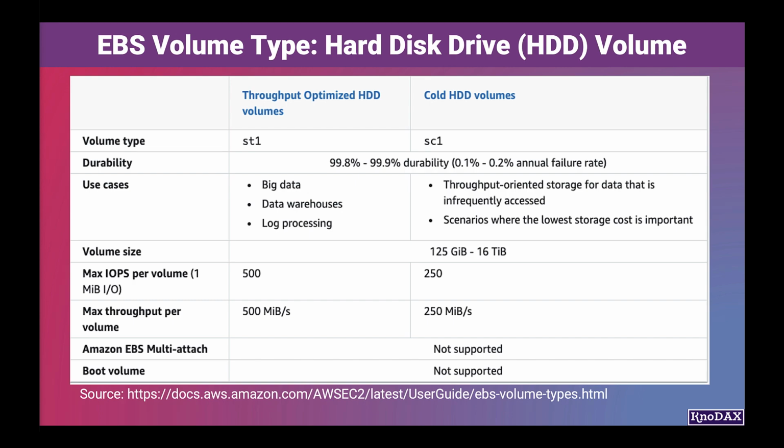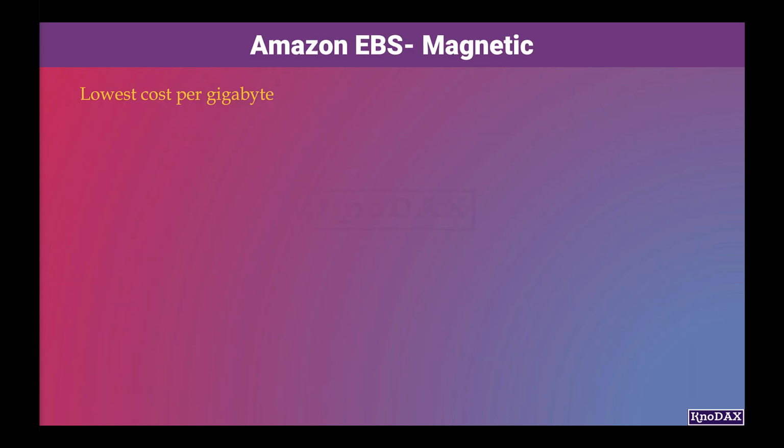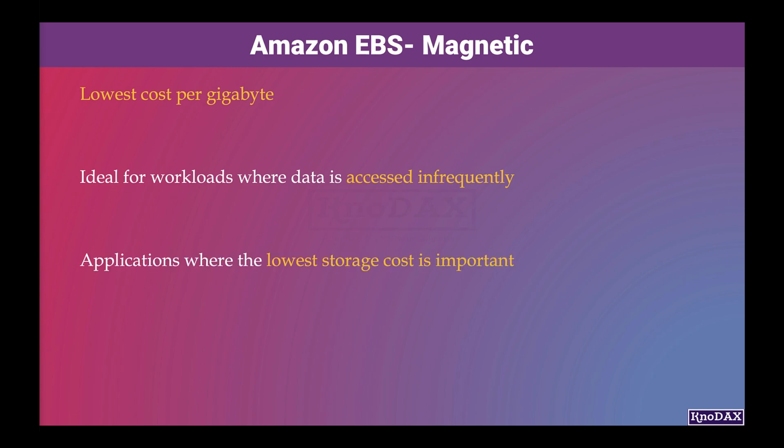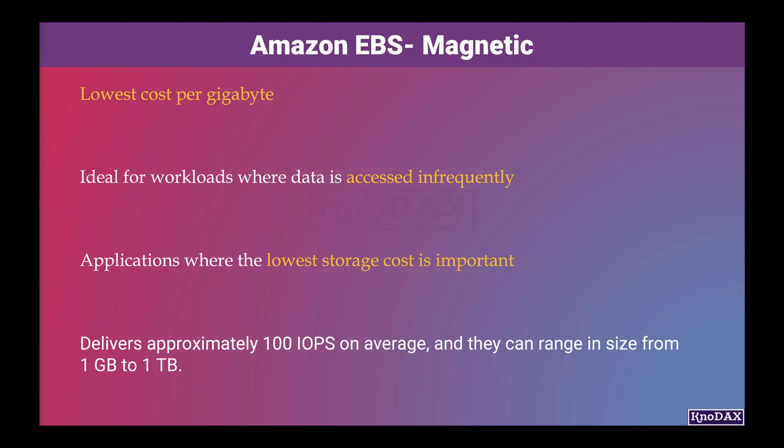Let's quickly understand magnetic volumes in brief. Magnetic volumes are previous generation volumes that are backed by magnetic drives. Magnetic volumes provide the lowest cost per gigabyte of all EBS volume types. They are ideal for workloads and applications where data is not accessed frequently and where the lowest storage cost is important. Magnetic volumes deliver approximately 100 IOPS on average, and they can range in size from 1 GB to 1 terabyte.